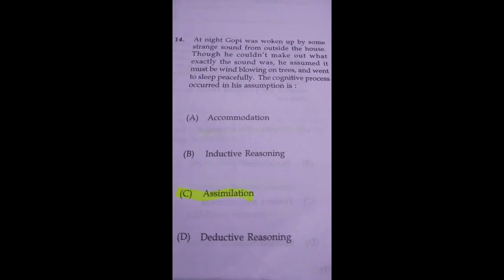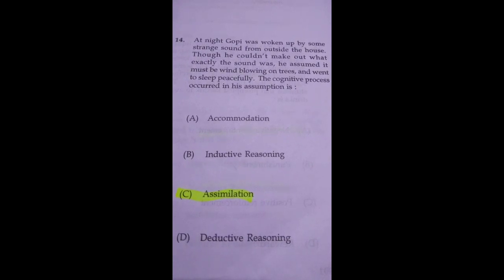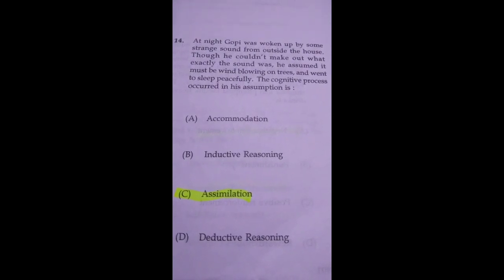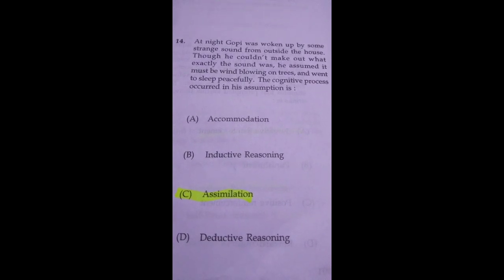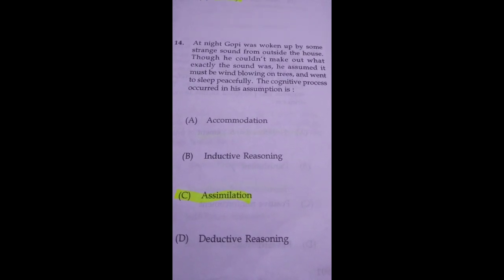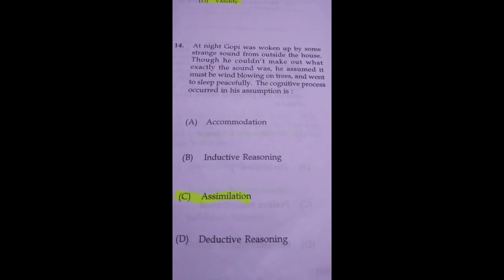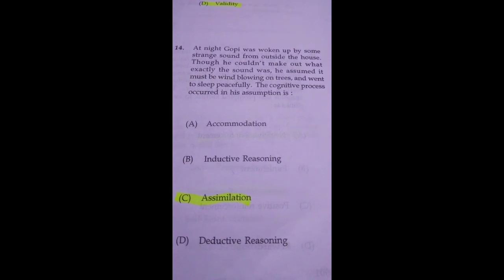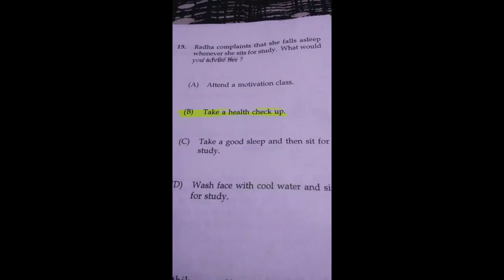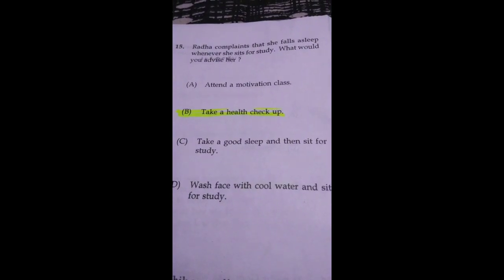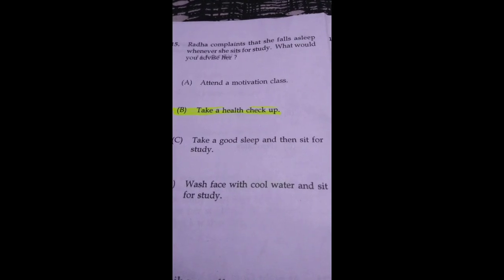At night, Gobi was woken up by some strange sound from outside the house. Though he couldn't make out what exactly the sound was, he assumed it must be wind blowing on trees and went to sleep peacefully. The cognitive process occurring in his assumption is accommodation, inductive reasoning, assimilation, or deductive reasoning? Answer is assimilation.